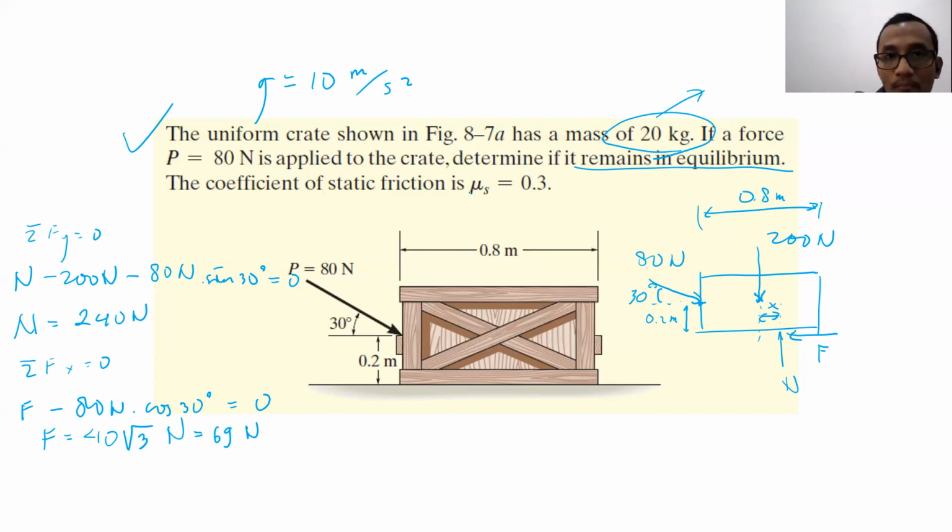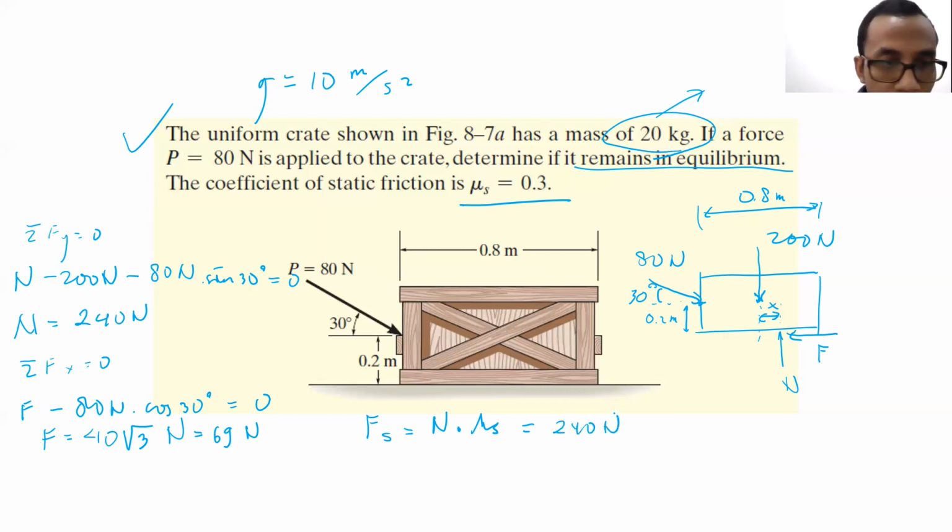And remember here that mu s is 0.3. In order to calculate the maximum friction force, F max or Fs, we have to calculate it like this: normal force multiplied by mu s. In this case, our normal force is 240 newtons, multiplied by mu s, which is 0.3. So what is the value of the maximum static friction force here? 72. Correct, 72 newtons.